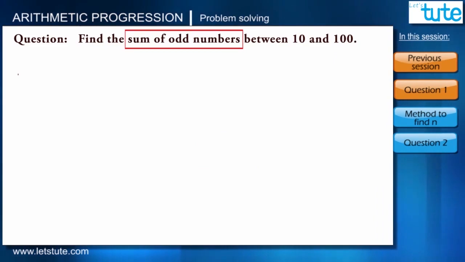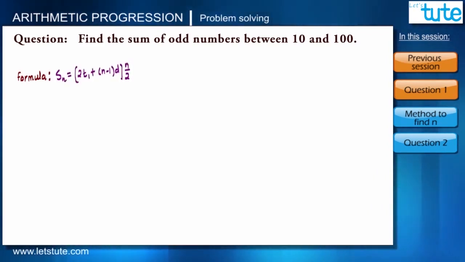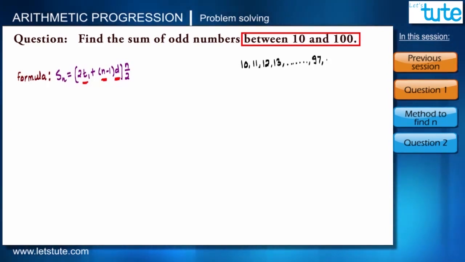Alright, so we have to find the sum of the odd numbers. So which formula will we be using? Yes, you are right. We will use Sn. And for calculating Sn, we need T1, N and D. So we will calculate these parameters one by one. And getting these parameters will be very easy if we list the given range of numbers. So let's list it. It will start with 10, 11, 12, 13 and so on to 97, 98, 99 and 100. This is the last number of the range.